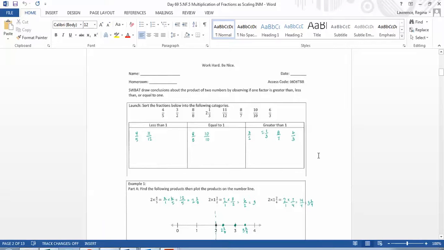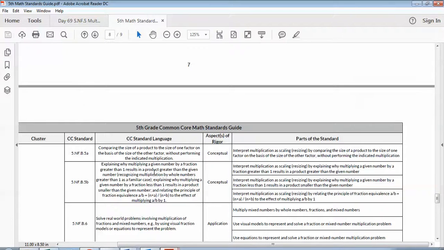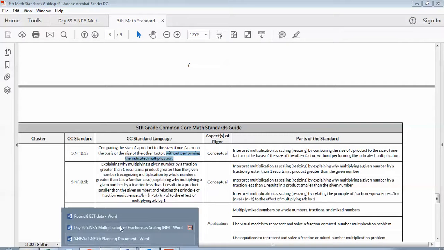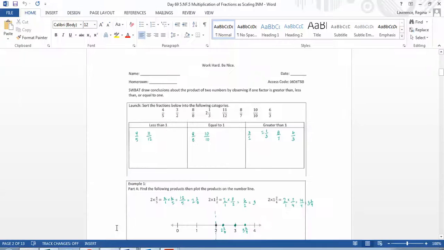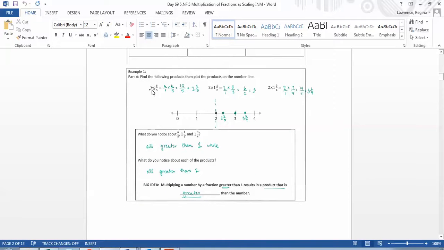So then, even though the language of the standard said we're doing this without performing the indicated multiplication, for these first couple of examples, in order to build the conceptual understanding of what it is that we're doing, we're actually going to perform the multiplication. So here we're going to multiply 2 times 6/5, multiply it all the way through, and you get 2 and 2/5. Then we're doing the same thing with 1.5 times 2, getting 3, and then 2 times 1 3/4, getting 3 2/4 or 3.5.